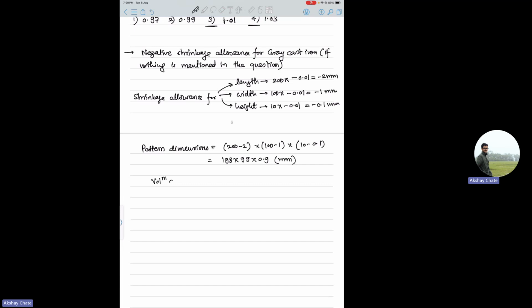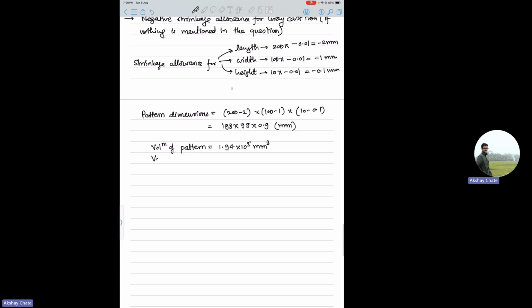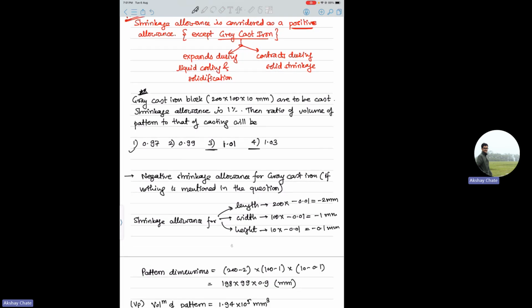So the volume of pattern, multiplying all 3, is nothing but 1.94 into 10 to the power 5 mm cube. You can calculate exactly. The volume of your casting, which is already given, is 200 into 100 into 10, that comes out to be 2 into 10 to the power 5. They are asking this ratio, VP by VC, and here you can see it is less than 1. So 1.94 by 2 is nothing but 0.97. So the correct option was this. Many people made a mistake here because they did not pay attention to the grey cast iron part. If it is mentioned as grey cast iron, and nothing else is mentioned, then you have to take it as negative shrinkage allowance.